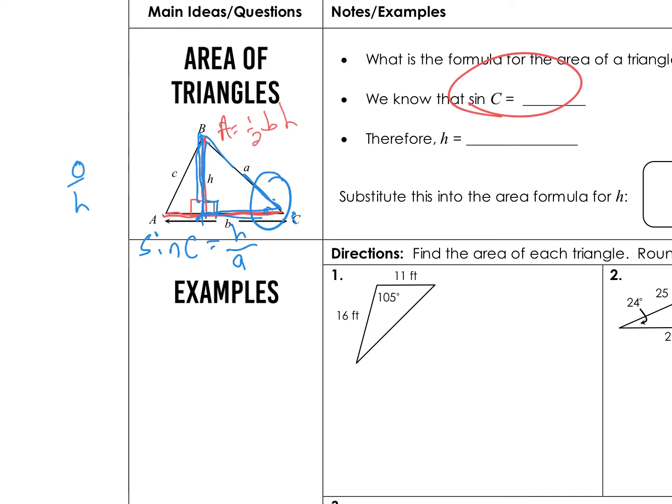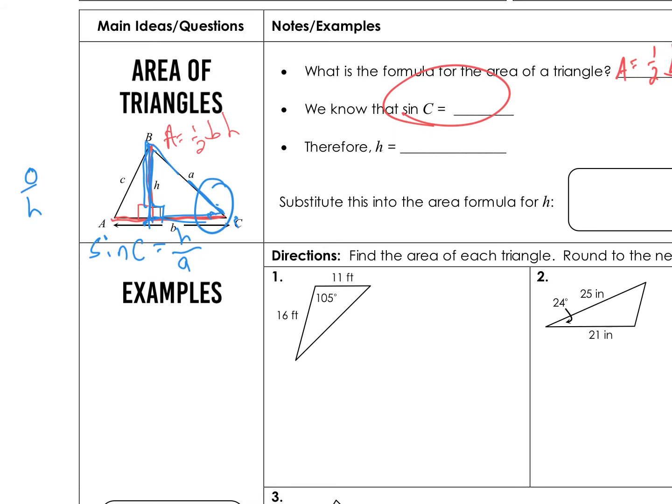A. I know what happened. The H is weird for you right now because you want to call it hypotenuse. No, it was a leg of this right triangle. So let me write that out. Sine of C is H over the A of that triangle.